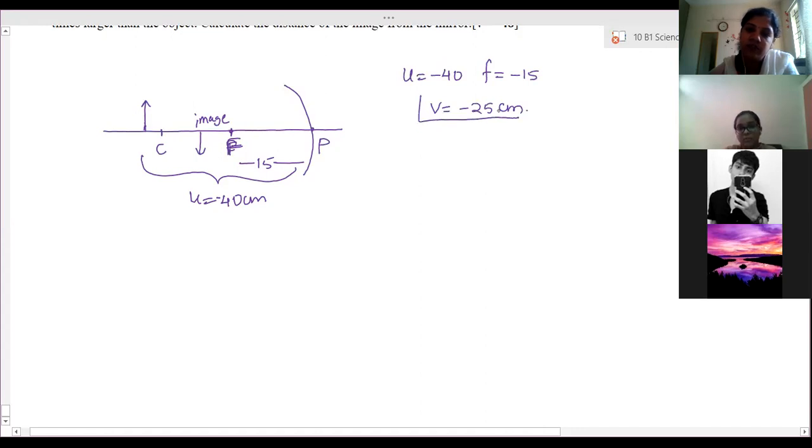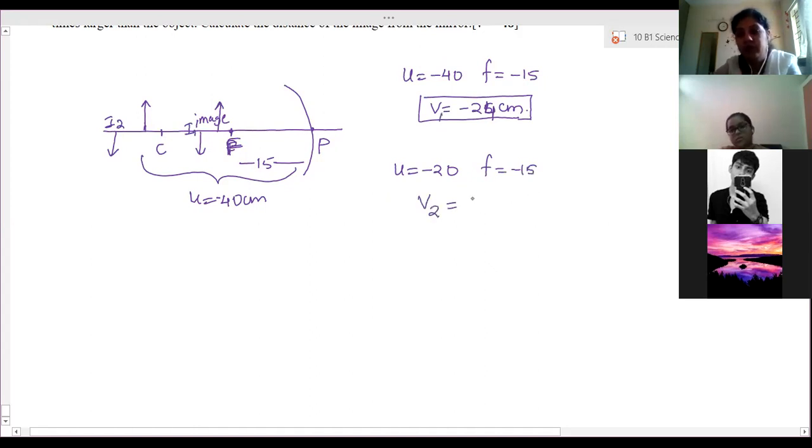You got 24 first, ma'am. Okay. Now the new image distance, with object distance minus 20. That means here is the object. Image is formed here. This is the first image I1, and this is the second image I2. So F is minus 15. So what is V2? This is V1. Now V2 is 60 centimeter, minus 60, right? So now V1 is minus 24 and V2 is 60.